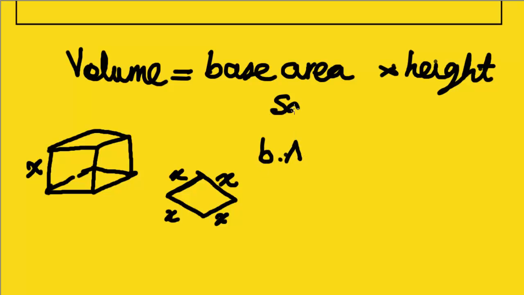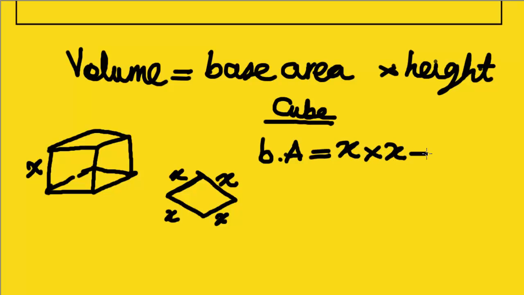So for a cube, sorry. The base area of a cube is a square, and the area of a square is the length times the breadth, x times x, which is x squared.